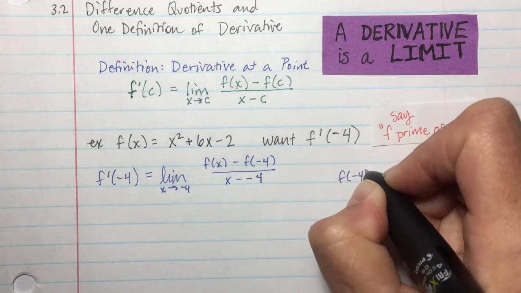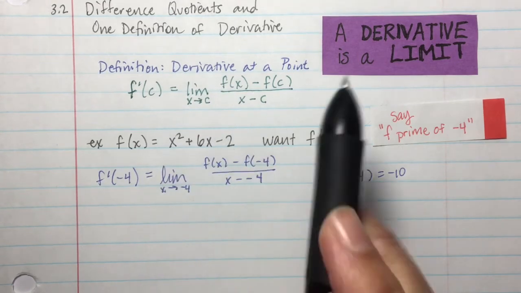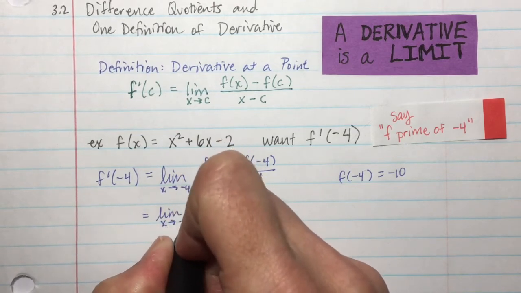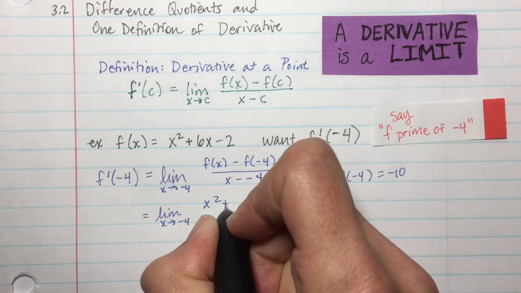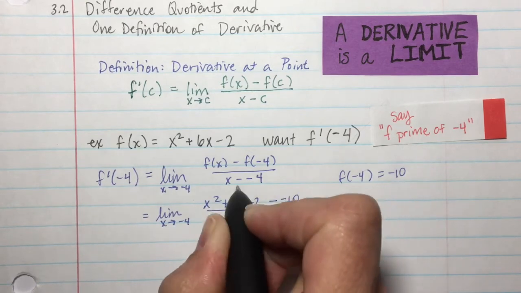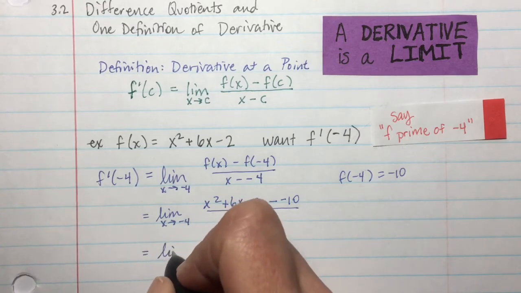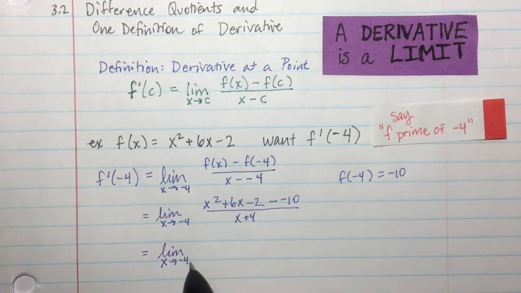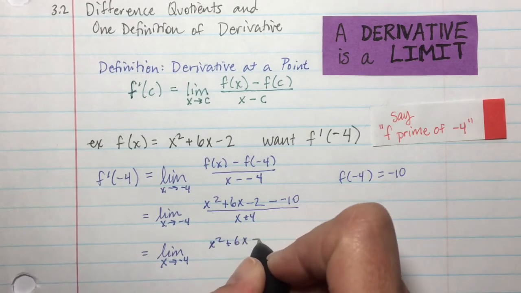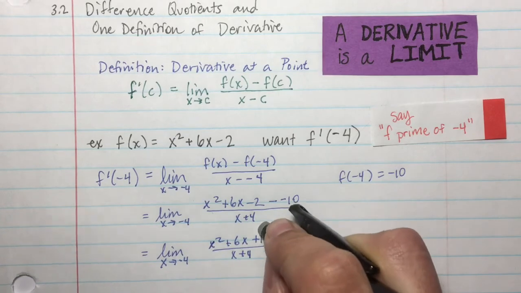Now, f of negative 4 is negative 10, so I can plug that in. While I'm at it, I'm going to plug my f of x in as well, this x squared plus 6x minus 2. So I still have my limit notation because I haven't taken the limit yet. And then x squared plus 6x minus 2, and then minus negative 10, divided by x minus negative 4, or x plus 4. Cleaning this up a little bit, we have our limit as x approaches negative 4. That's still there because we haven't taken the limit yet. And then we have x squared plus 6x plus 8 over x plus 4. That's not a 10, it's an 8.